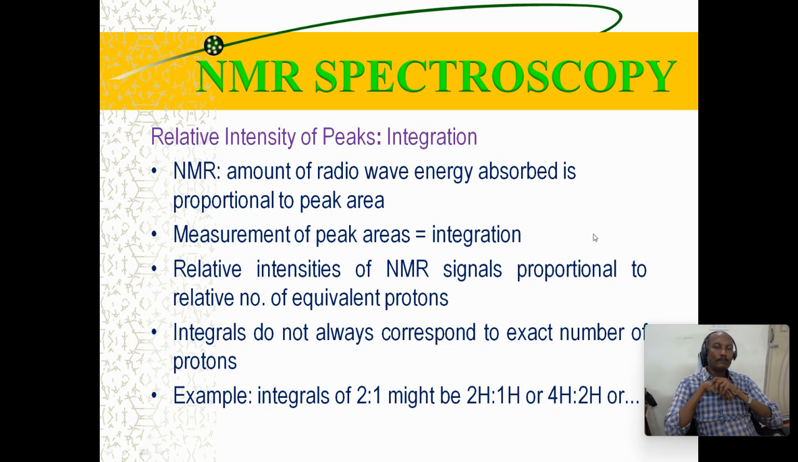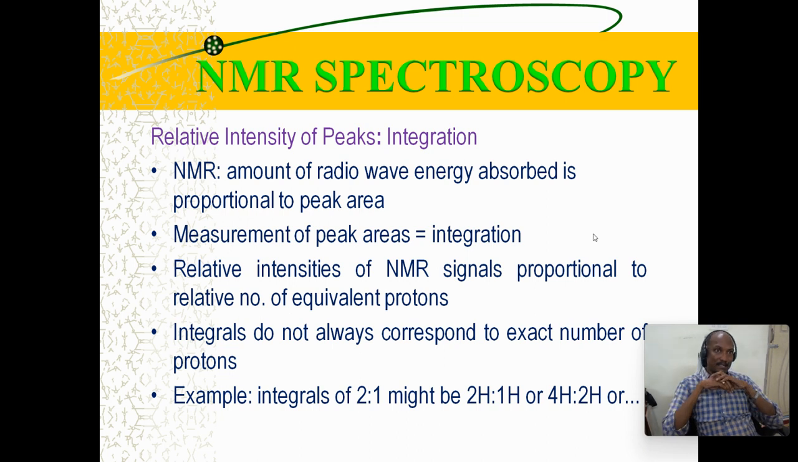Next, we also get the relative intensity of the peak. Here is what happens in NMR: the amount of radio wave energy absorbed is proportional to the peak area. The peak areas can be measured by a process called integration. The relative intensities of NMR signals are proportional to the number of equivalent protons.